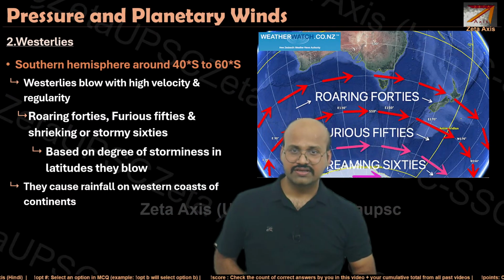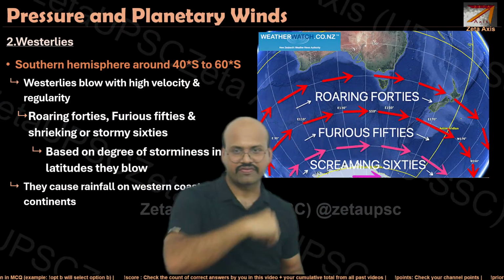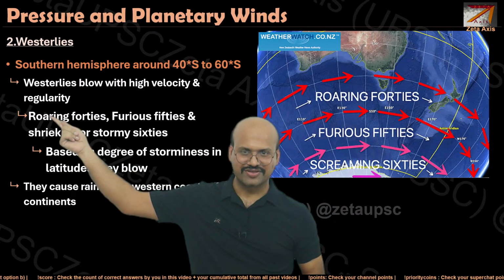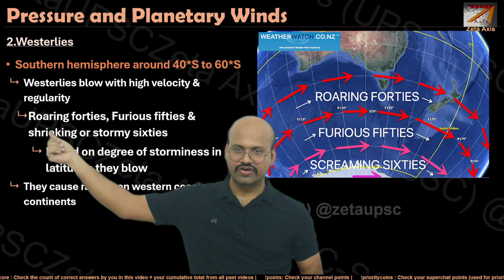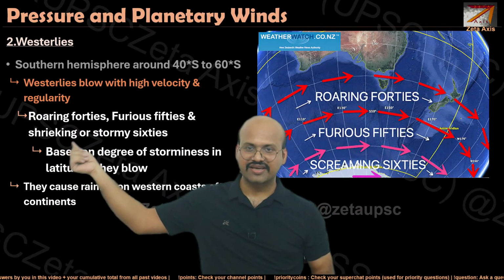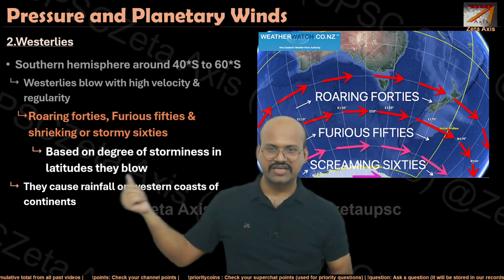So if we see the southern hemisphere around 40 to 60 degree, we see all these three types of winds. Westerlies blow with very high velocity and regularity, so they are continuous. And they are called roaring 40s, furious 50s, and striking or stormy 60s. And these are based on the degree of storminess in the latitudes they blow.